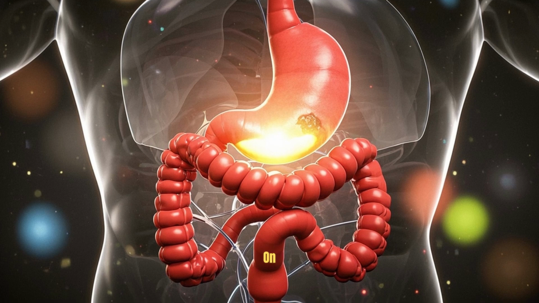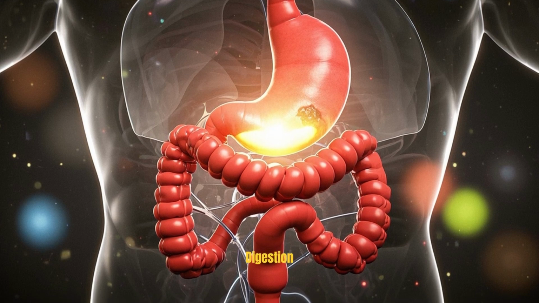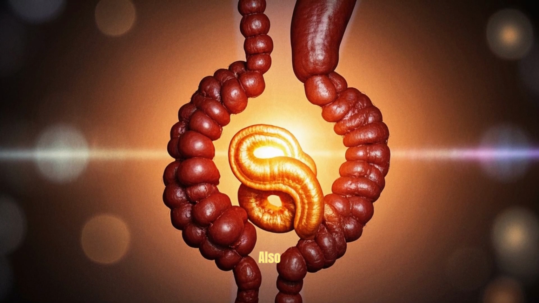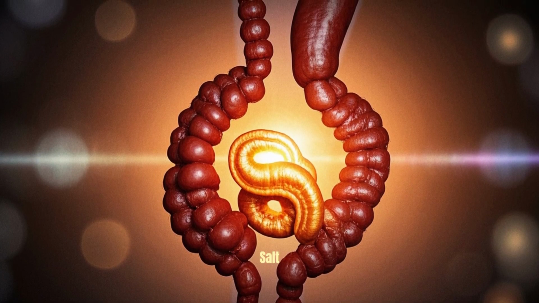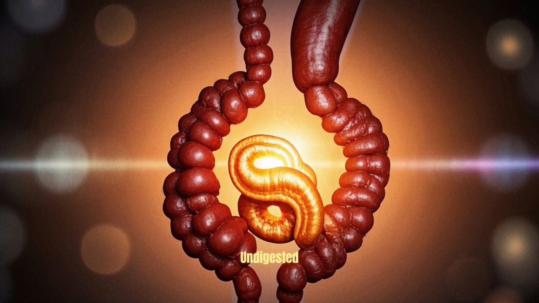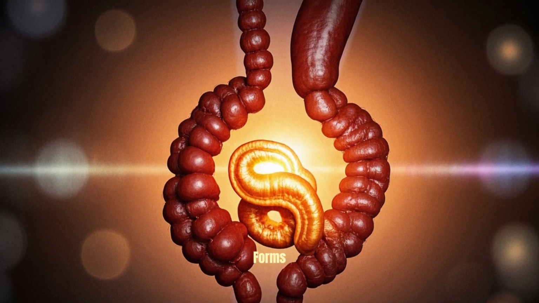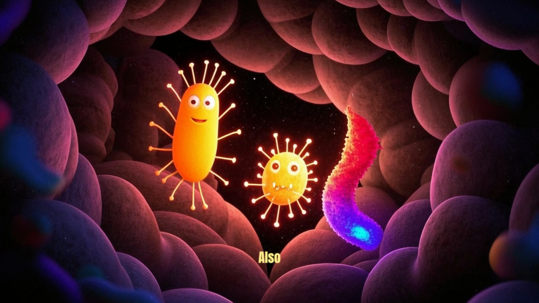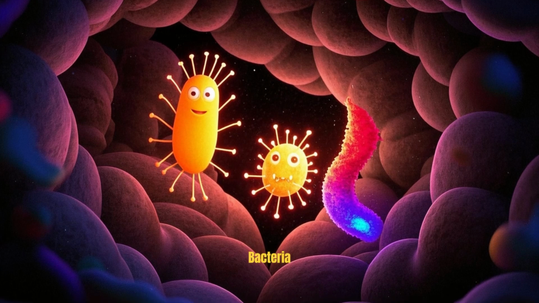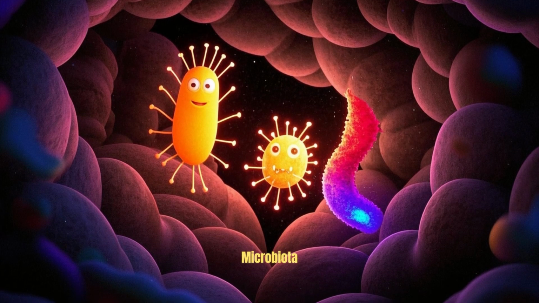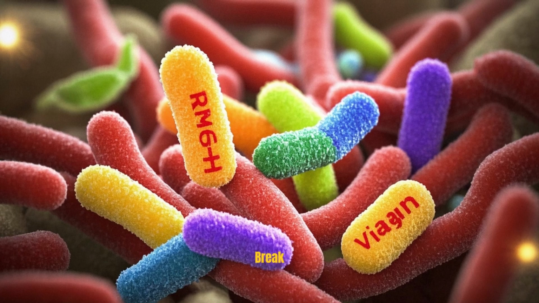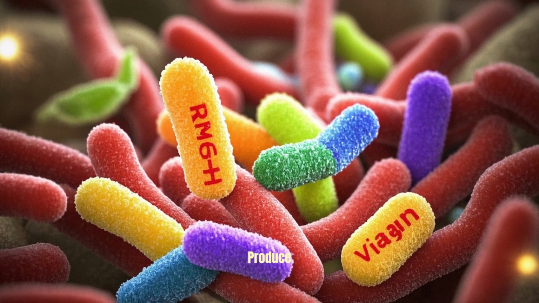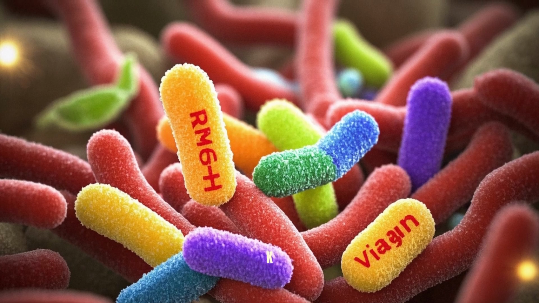All right, moving on to the fifth stage of digestion, which happens in the large intestine. The large intestine, also called the colon, is where water and salt are absorbed from the remaining undigested material. This forms solid waste called feces. The large intestine is also home to trillions of bacteria that make up your gut microbiota. These bacteria help break down some undigested substances like fiber. They also produce certain vitamins like vitamin K.